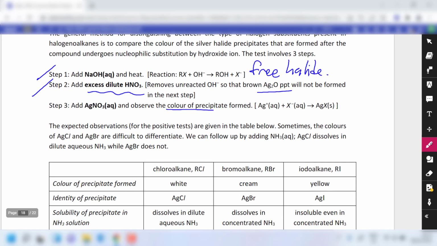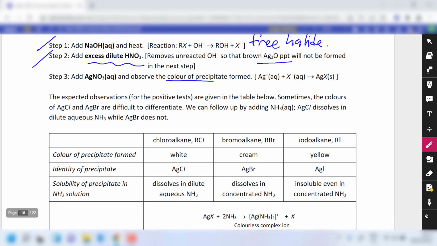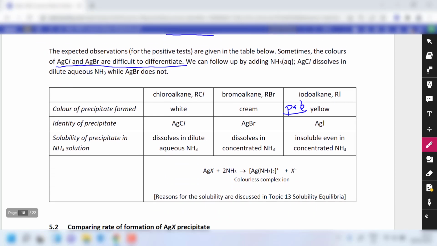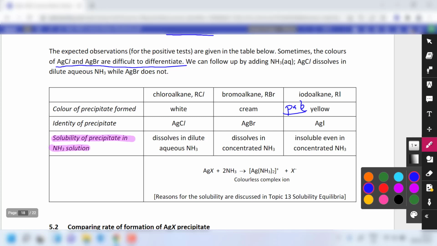Sometimes the color can be difficult to differentiate, especially silver chloride and silver bromide. Silver iodide is also a little bit difficult because the yellow is very pale. Sometimes it looks a bit more like cream, and cream seems to appear a little bit more like white. So the confirmation test we can do is to test for the solubility of the silver halide by dissolving it in aqueous ammonia.